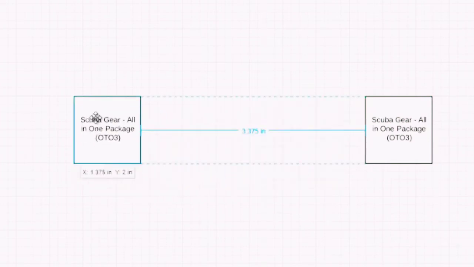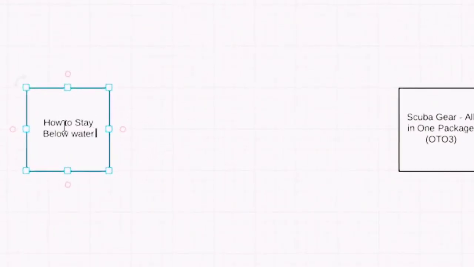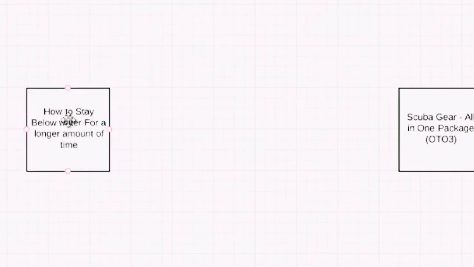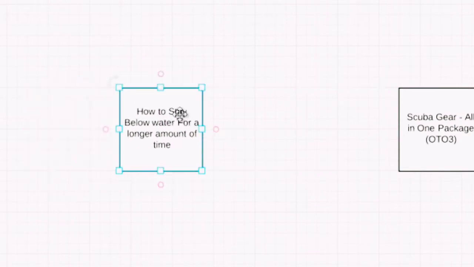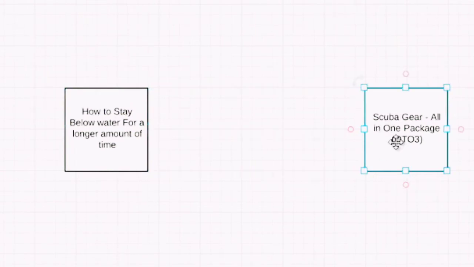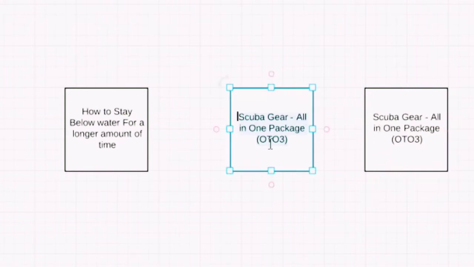So if that's the unique selling proposition of your product, then maybe down the line here you could have a lead magnet that talks about something like how to stay below water for a longer amount of time. We haven't really figured out, is that going to be our lead magnet? Is that going to be our front end offer or anything like that? What I want you to do is just splat that on the paper. So we've got OTO 3, and I would ask you, if we move one step backward or even two steps backwards, what do we think would be there?